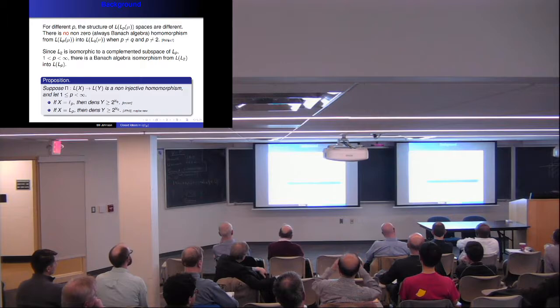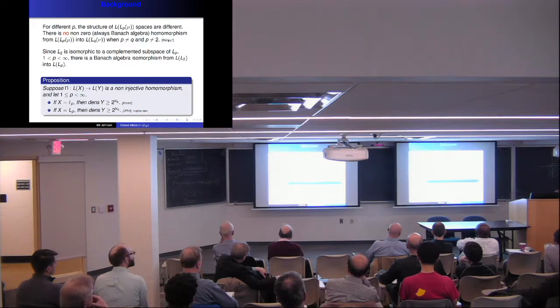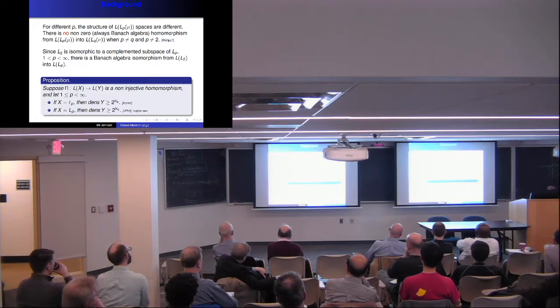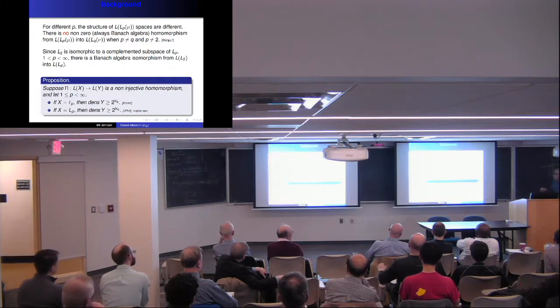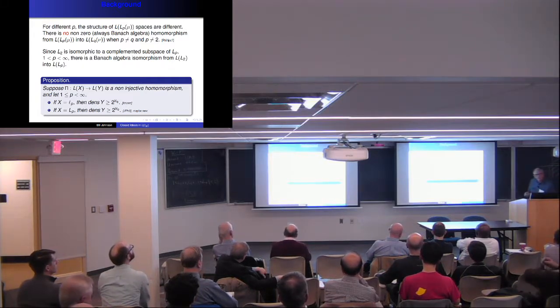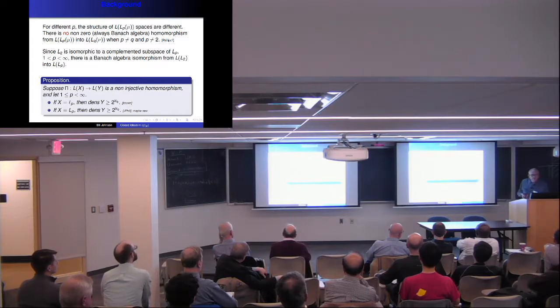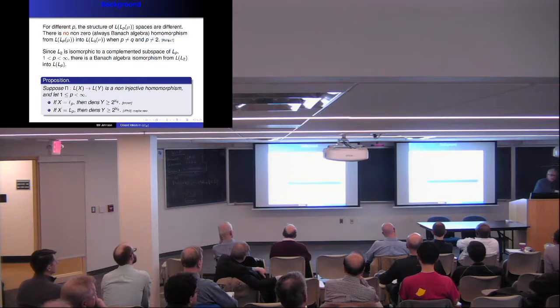Suppose you take a non-injective homomorphism that's not zero. I didn't say that, but I mean not zero, otherwise it's trivial. And suppose the first space is either a little LP space or LP of the unit interval or the Cantor set. Then this other space, Y, can't be a separable Banach space. In fact, it must have density character at least the continuum. It's a little surprising if you think about it.